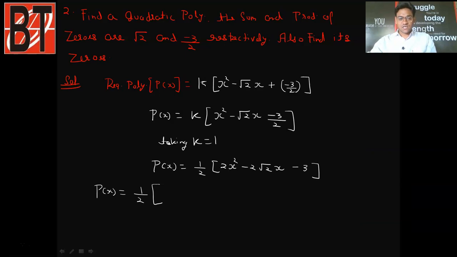Okay students, now it's 2x square minus 2 root 2. If I break this minus 2 root 2, I will be breaking in this way, plus root 2x minus 3 root 2x. You can check, root 2x minus 3 root 2x will become minus 2 root 2x. Okay, and it's minus 3. Now let me just complete this factorization process. Half is outside the bracket.